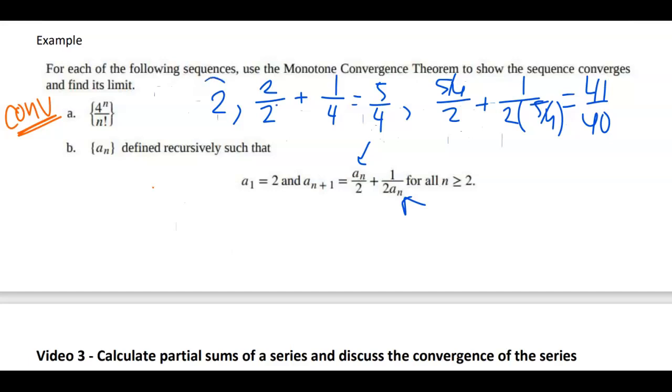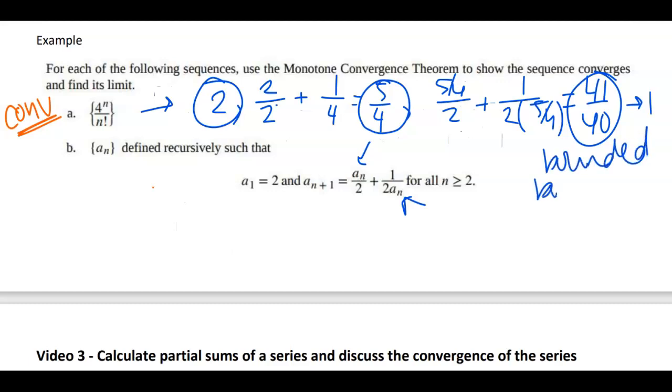And so if you notice, we're at 2, and then we're at a number a little bit bigger than 1, and then again a number a little bit bigger than 1. And as you keep getting these, we find that we are getting closer and closer to 1. So bounded above by 2, bounded below by 1, which I think is the limit, but let's just make sure that this is monotonically decreasing. So I have to figure out, is a sub n plus 1 always less than or equal to a sub n?